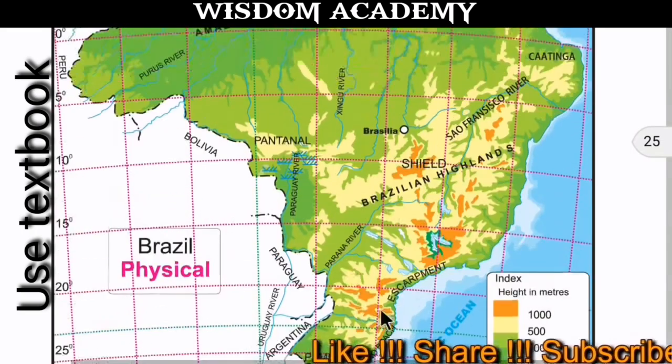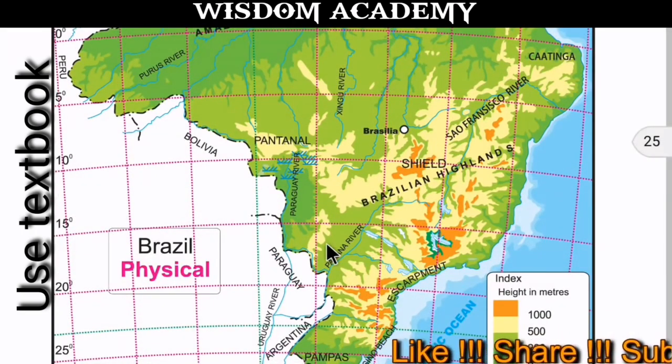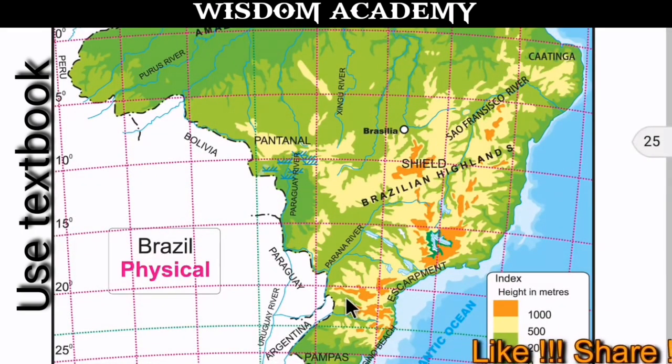These rivers are originating from the southern slopes of the highlands, and they are entering Uruguay and Argentina also. Here we are having Argentina. Its slope towards the east is steep and appears in the form of an escarpment. So this is the slope of the Brazilian highland. Here it is appearing as an escarpment.